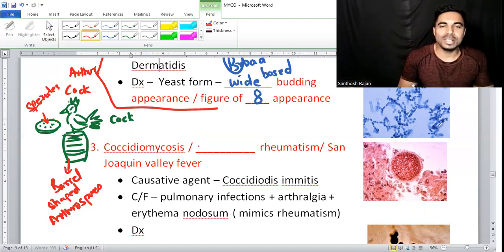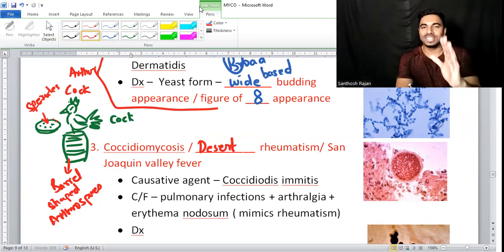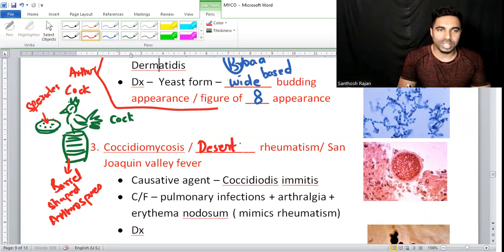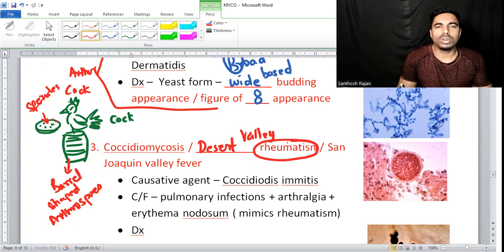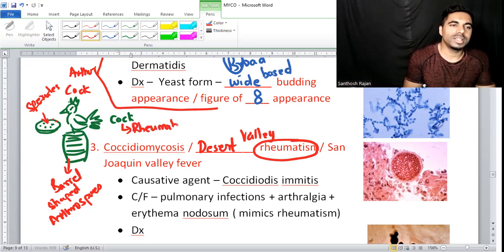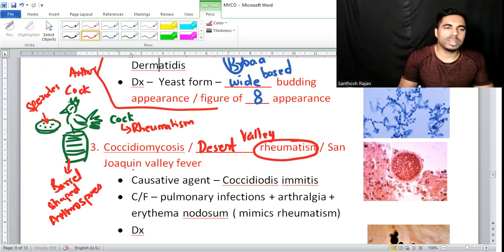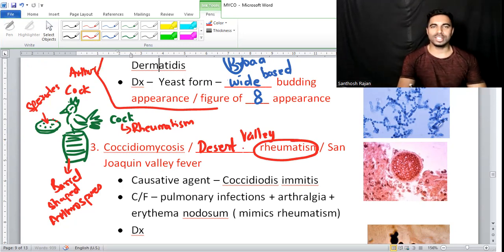So, coccidioidomycosis, the other name is desert rheumatism. Where is this? In the desert. Where is this cock? In the desert. So desert rheumatism, desert valley rheumatism, all are fine. When the word rheumatism comes, that is your cock. The cock has rheumatism. Rheumatoid arthritis, or sometimes they call it San Joaquin Valley, or the Desert Valley rheumatism.